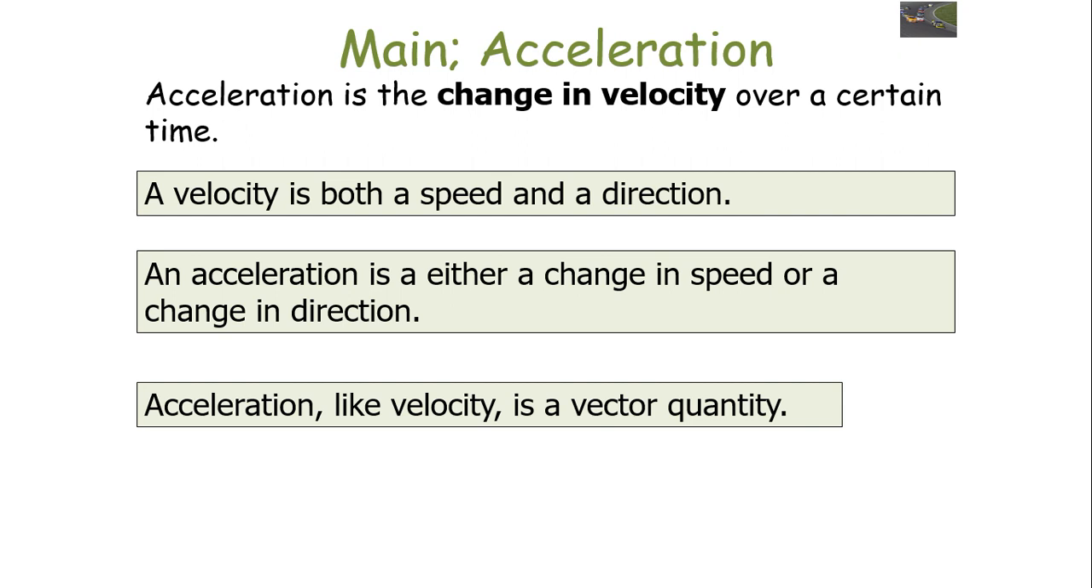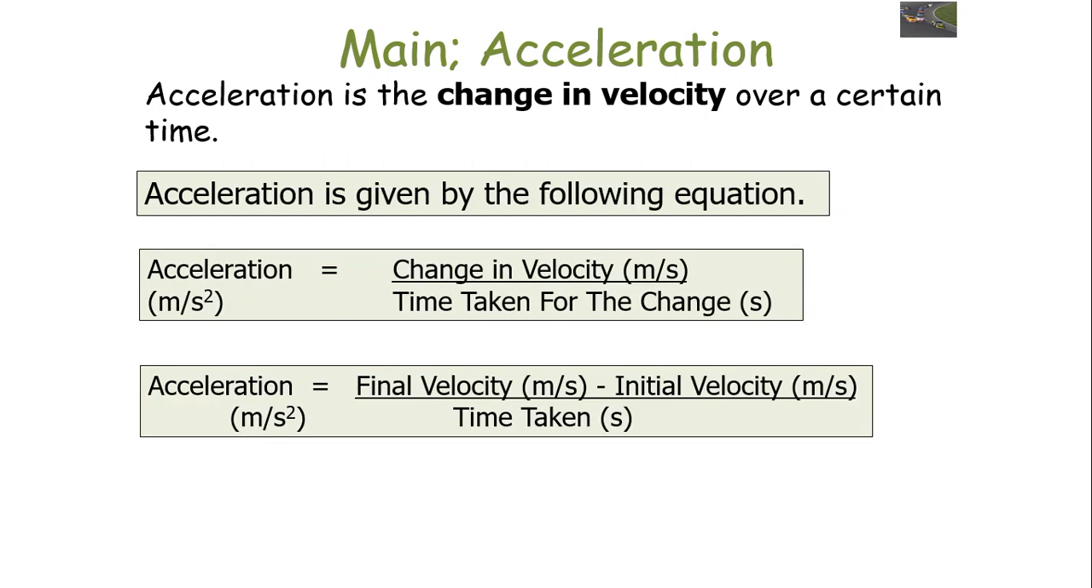Velocity is both a speed and a direction. It's got both. So an acceleration is either a change in speed, or a change in direction, or a change in both. That means that acceleration, like velocity, is a vector quantity. Now we've got the following equation to calculate acceleration. Acceleration is the change in velocity divided by the time taken for that particular change.